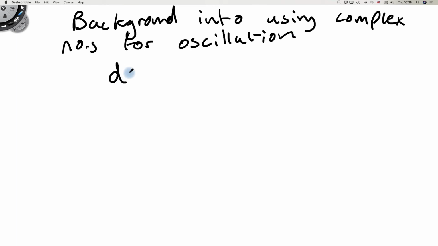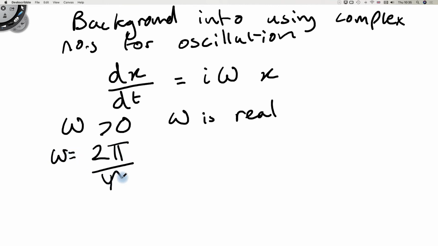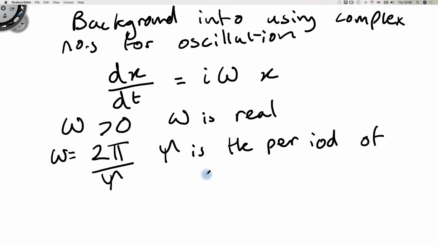We now have an ODE we're interested in for oscillation, which is dx by dt is i omega x. So i, we know, is the square root of minus 1. Omega is a constant, greater than 0, and it's a real number. It corresponds to the frequency of the problem. Basically omega is 2 pi on tau, where tau is the period of the oscillation.